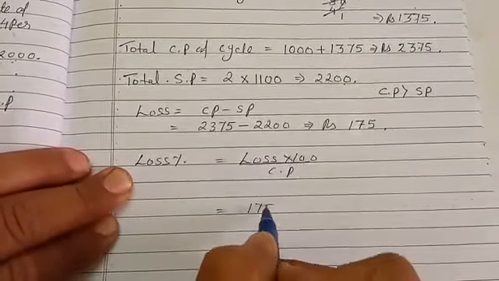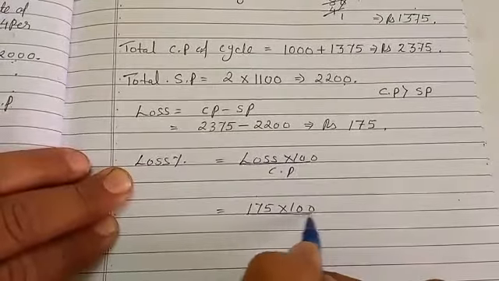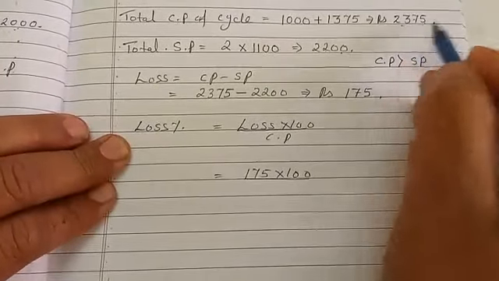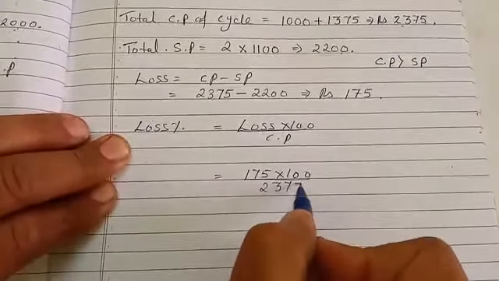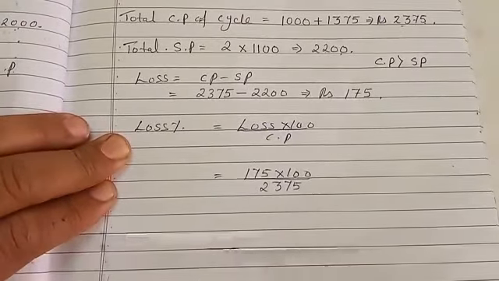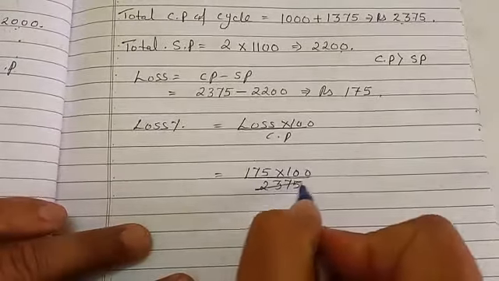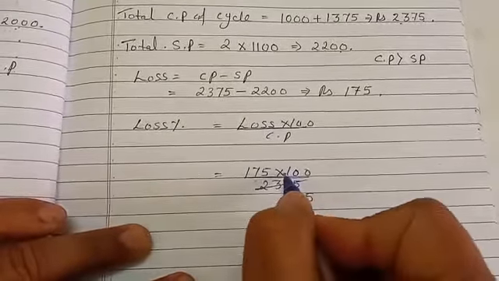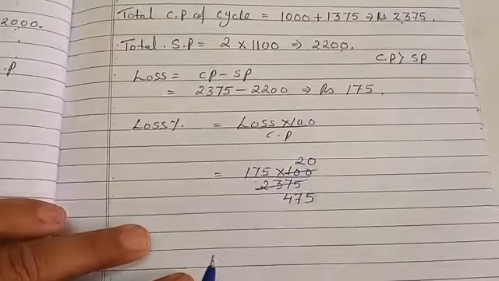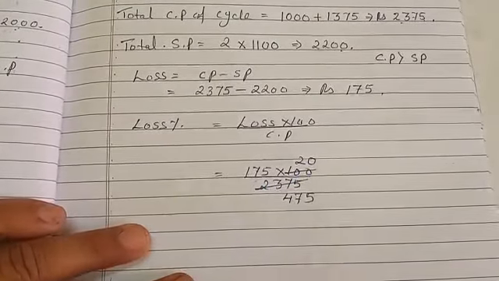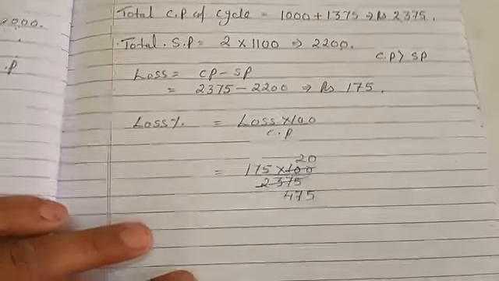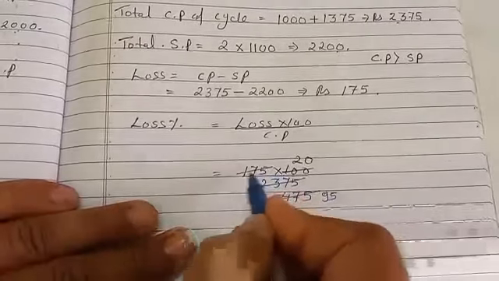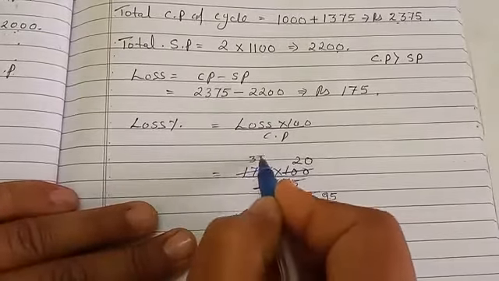How much is the loss? 175 into 100 upon what is the cost price? Cost price we got, it was 2375. You cancel with the table of 5. 5 4s are 20, 5 7s are 35, 5 5s are 25. Again with the table of 5, 5 2s are 10. Again cancel 175 and 475 with the table of 5. If you divide with the table of 5, you will get 95. 175 divided by 5 is 35.